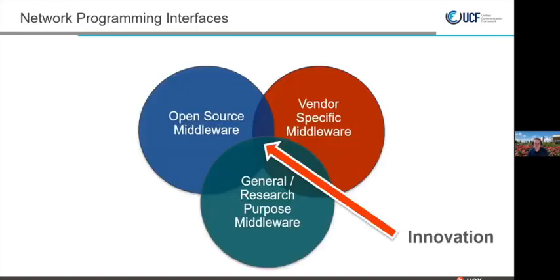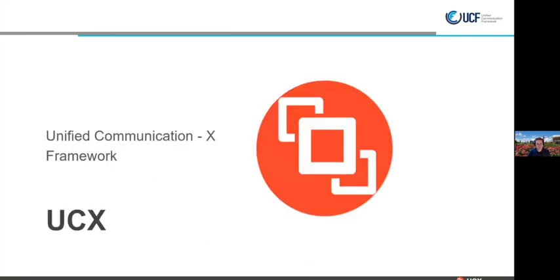All right, so we went through these three different kinds of interfaces and middlewares, and as you might expect, we really want to be somewhere in the middle of that Venn diagram. We want to have something that has vendor support, that's optimized for different types of hardware, that has a growing and vibrant community, and it also allows for incorporating some of these innovative and forward-looking features. So, as you might have guessed, you're in the UCX tutorial. UCX is meant to sit at the middle of this Venn diagram.